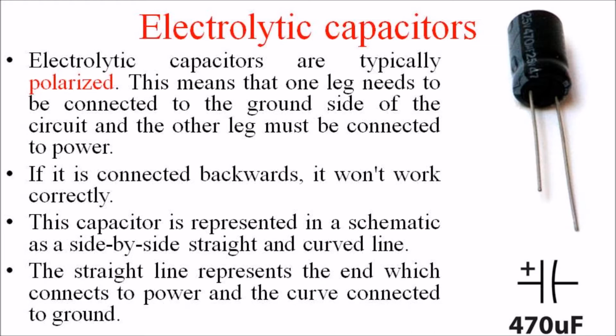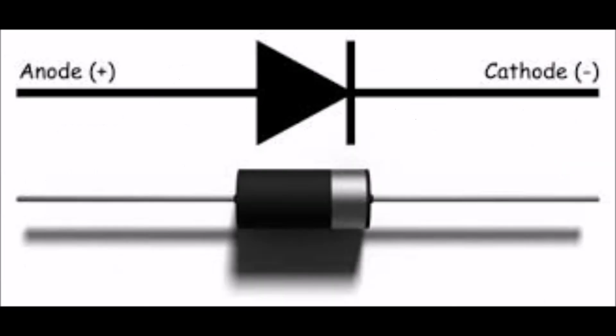This capacitor is represented in the schematic diagram as a side-by-side straight line and a curved line. The straight line represents the power side and the curved line represents the ground side. If we connect it in the reverse order, the circuit will not be able to work in the correct manner. So the next term we are discussing is the diode.